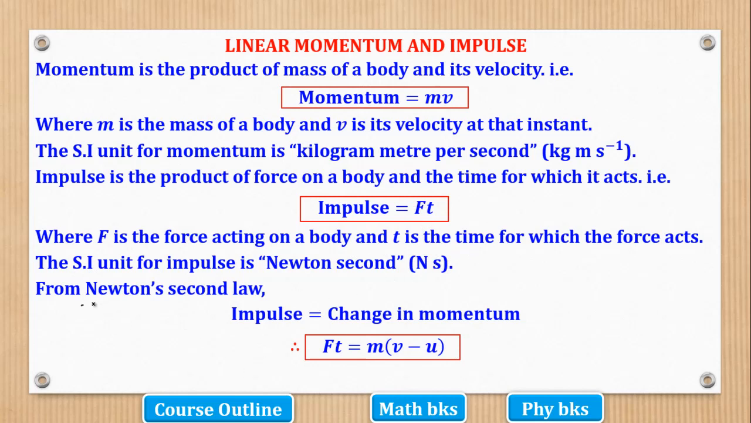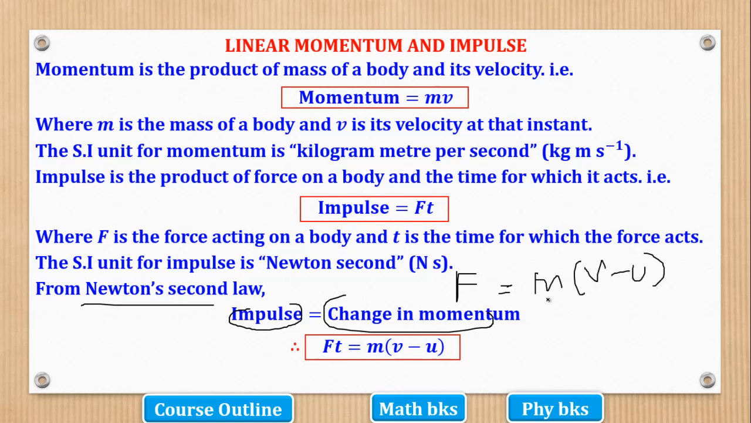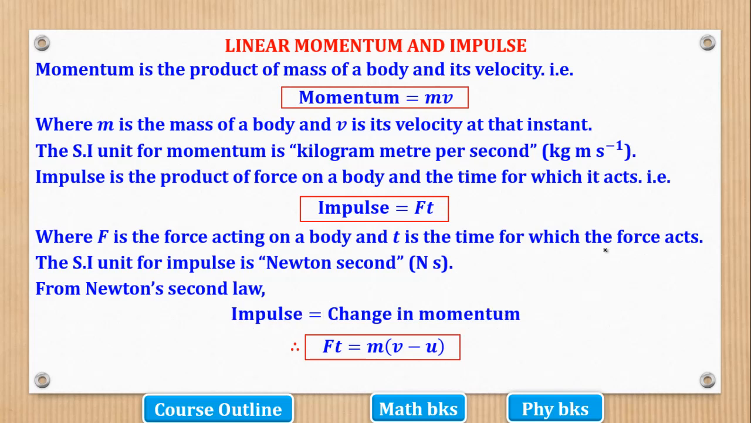From Newton's second law, we realize that impulse is equal to change in momentum, because Newton's second law says that the force is directly proportional to the rate of change of momentum, and the rate of change of momentum is m(v minus u) all divided by t. The simple thing I've done is to bring the t to this side to come up with Ft equal to change in momentum.